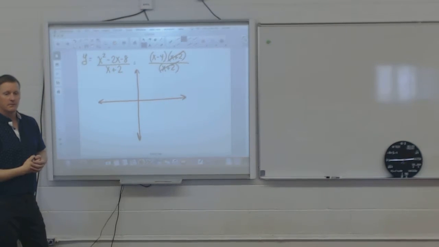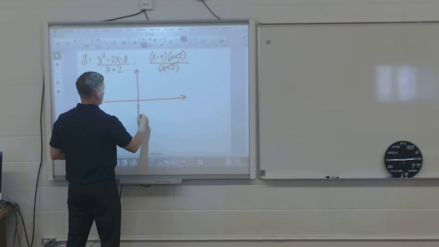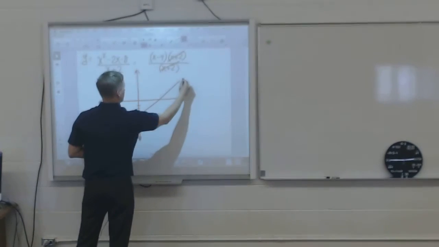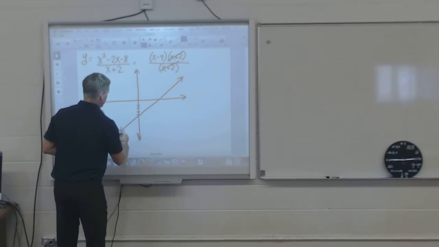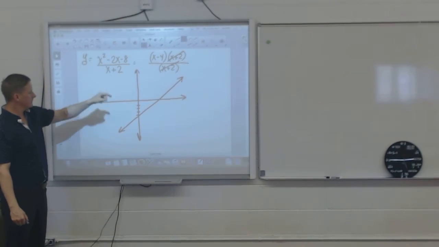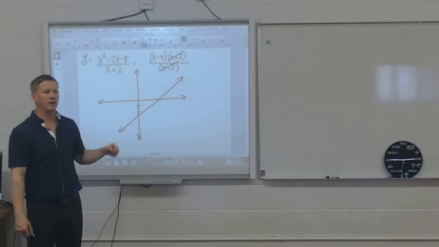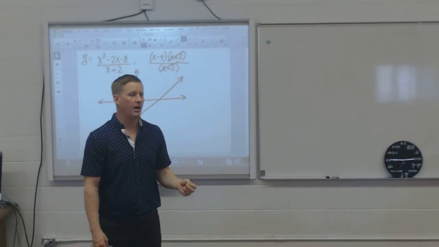If I told you to graph that in grade 10, what would it look like? It's just a line, right? Where does it go through? 1, 2, 3, 4. Down here. There is the graph of y equals x minus 4. This whole thing right here is that graph right there. So you are capable of doing that. You're able to do that without the calculator.